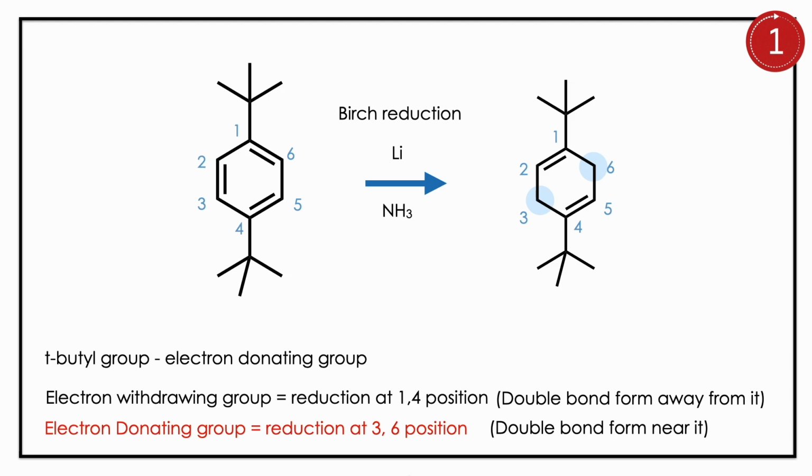Finally you have the double bond near the tertiary butyl group. The concept you outline here is that the tertiary butyl group is an electron donor, so the reduction happens away from it.